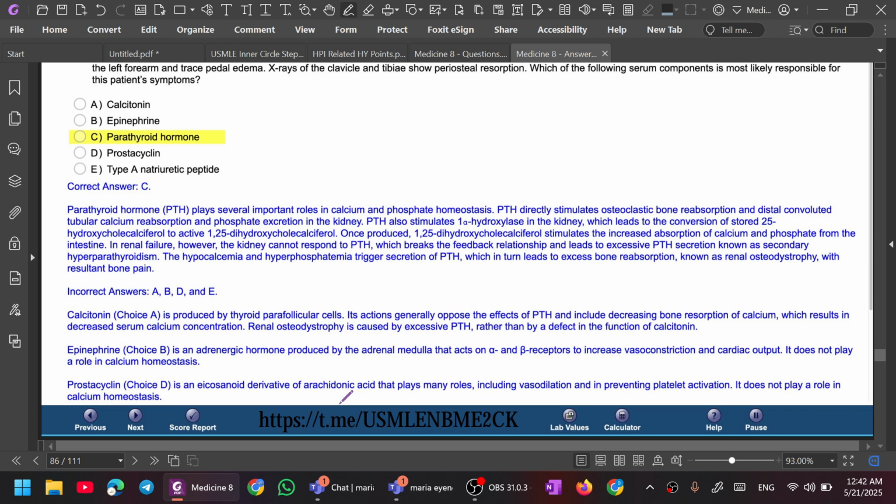Okay. You want to read the other options too? No. So PTH causes bone resorption. Then in the kidney, it absorbs calcium and trashes phosphate. And in the intestine, it absorbs both calcium and phosphate through vitamin D. So PTH has three roles: in the bone, in the kidney, and in the intestine. Okay, got it. Next.